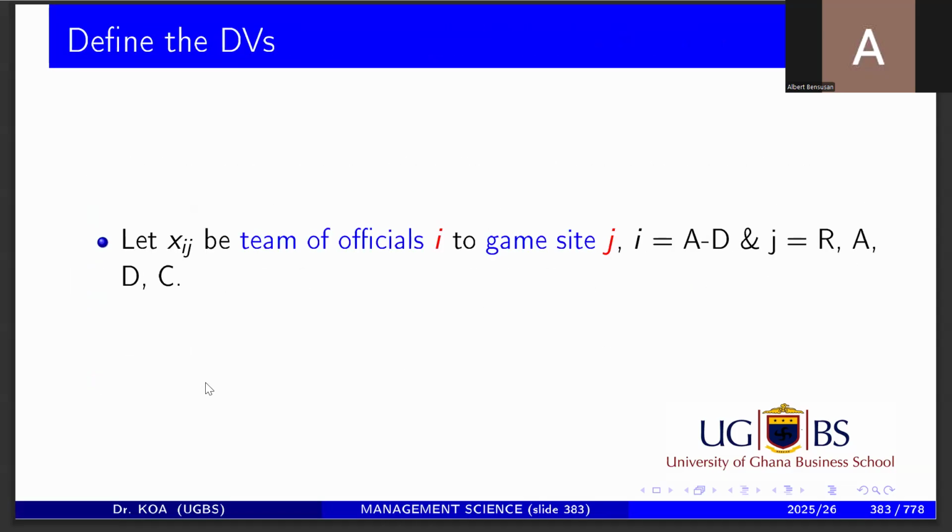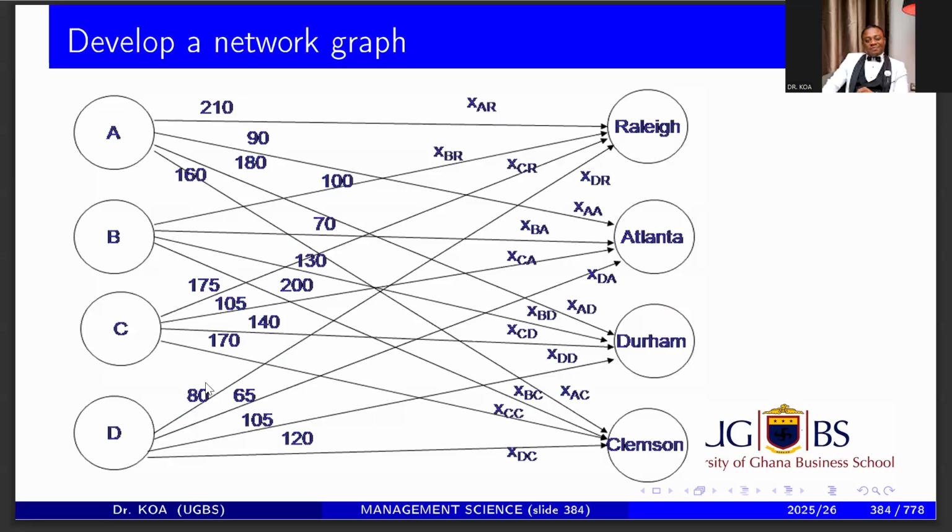So you can say that let Xij be the team of officials I assigned to game site J. Or you can simply say let Xij be officials assigned from node I to node J. You can make it simple like that. And then you draw it. So this is a drawing.